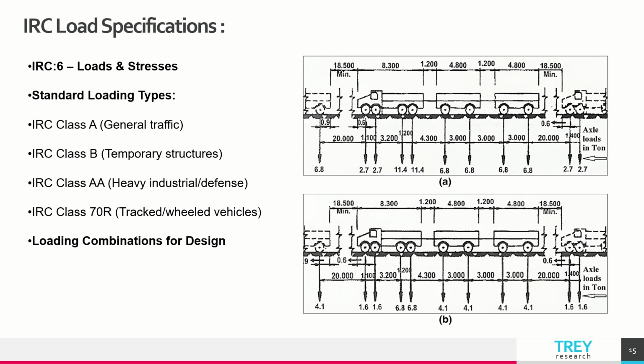And coming to the image, now we can see various types of loads IRC has given for the vehicle. We can identify, as you can see in the load, axle loads in tons given on the x-axis of the image. We can see the load coming from the axles of the vehicle.